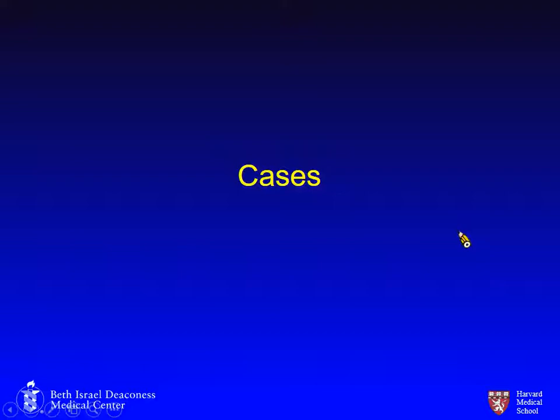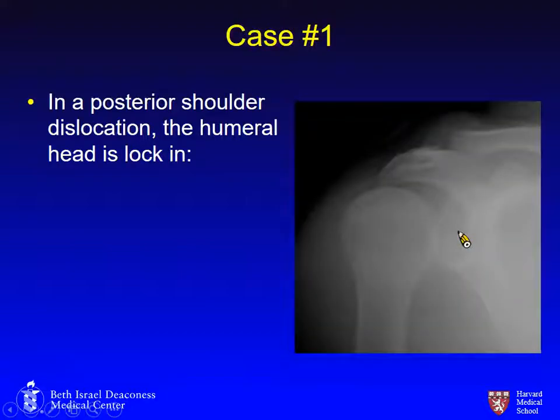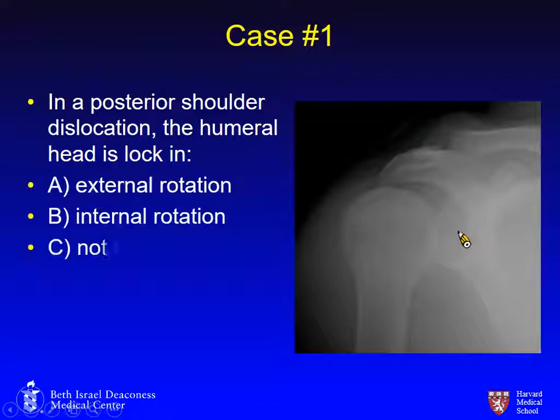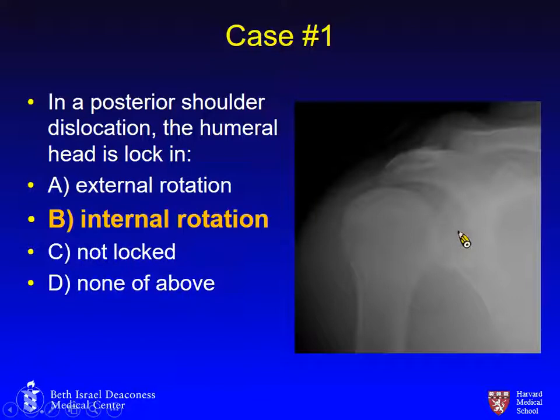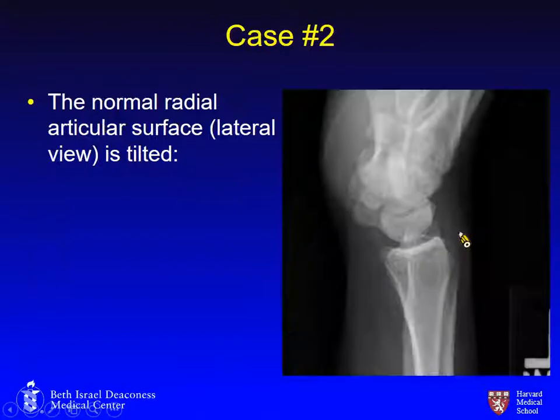All right, so real quick, again, for time, we'll just go through these pretty quickly. A posterior shoulder dislocation, the humeral head is locked in: external rotation, internal rotation, it's not locked, none of the above. All right, so hopefully all can recognize that the shoulder is in internal rotation. Almost every single time the shoulder is posteriorly dislocated, it'll be in internal rotation. You get a light bulb appearance.